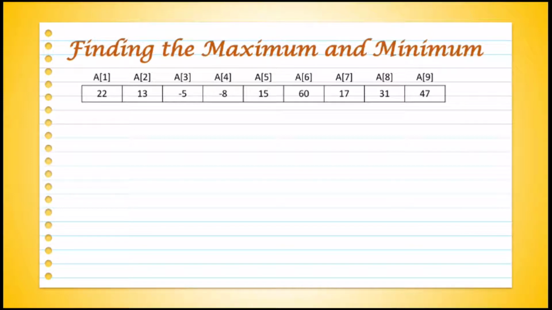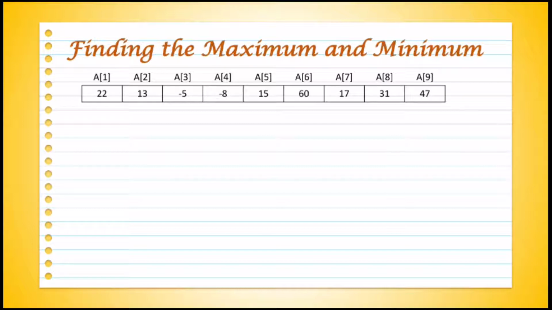So there is one straightforward technique. By using that we can get the maximum and minimum number. In this technique we have to assume the first element as the maximum and minimum number. Then that number will be compared with the remaining numbers, and whichever is the maximum or minimum number, we will change the value of maximum and minimum.